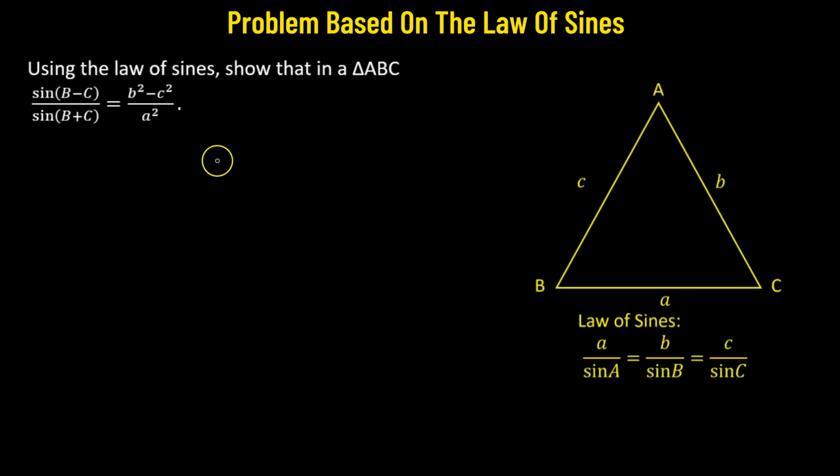Using the law of sines, we need to show that in a triangle ABC, the ratio of sine of (B minus C) to sine of (B plus C) equals (b squared minus c squared) over a squared. So let us begin. First we'll specify the law of sines.